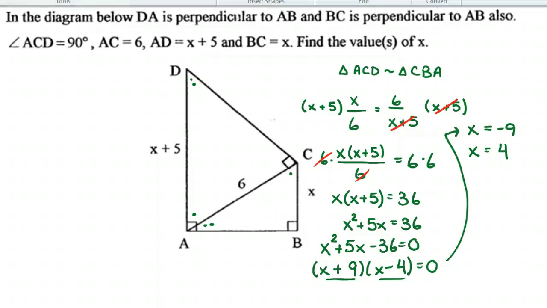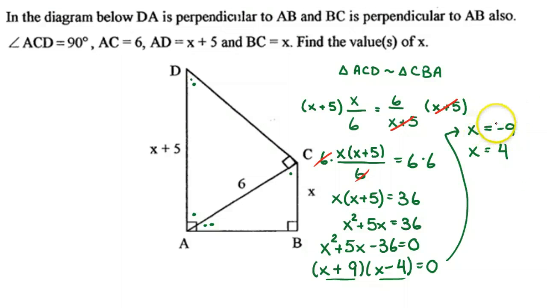Now I'm going to ask myself, do they both make sense? Of course x can't be negative because it's a length. So therefore that's invalid. Our only answer is x is 4. I hope that helped.